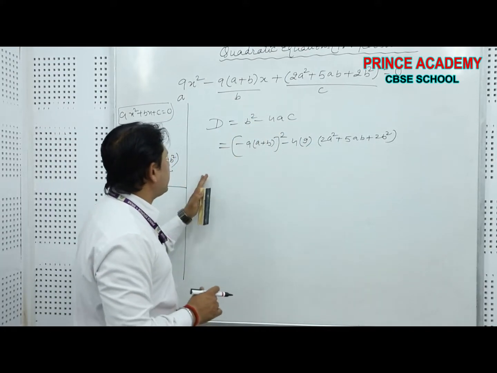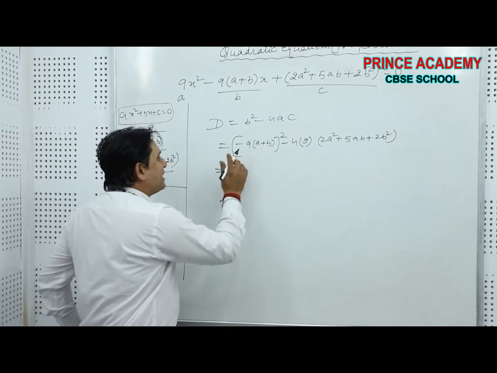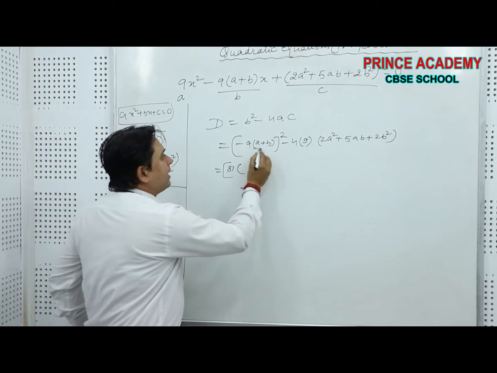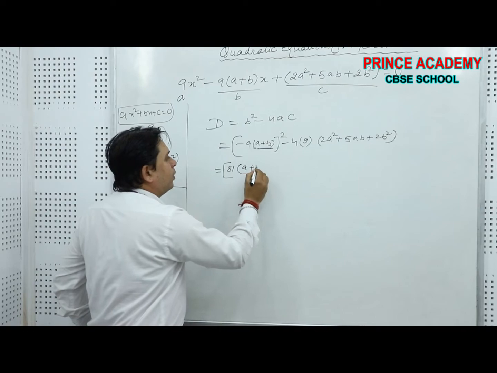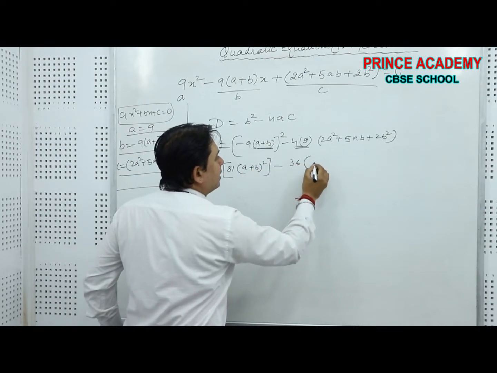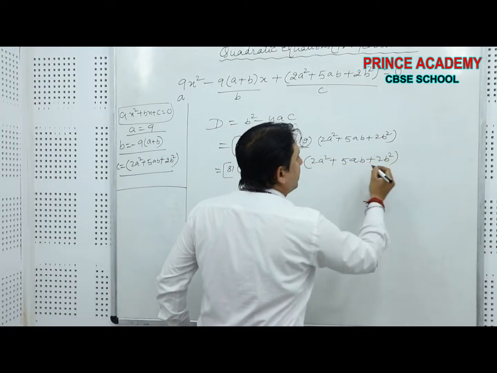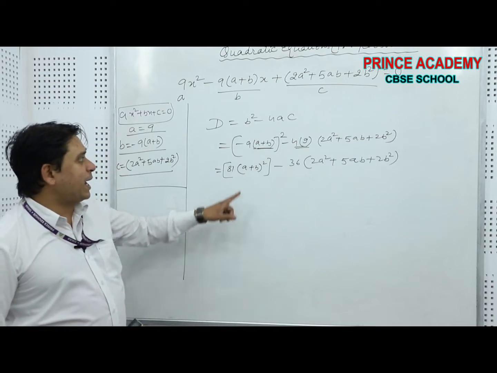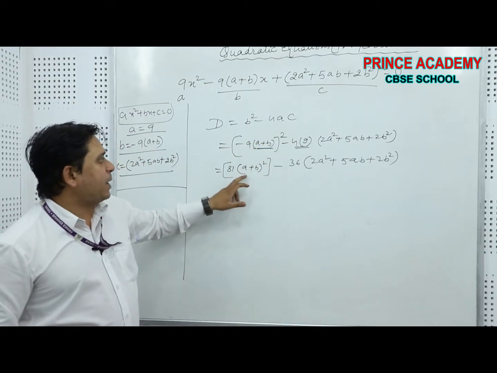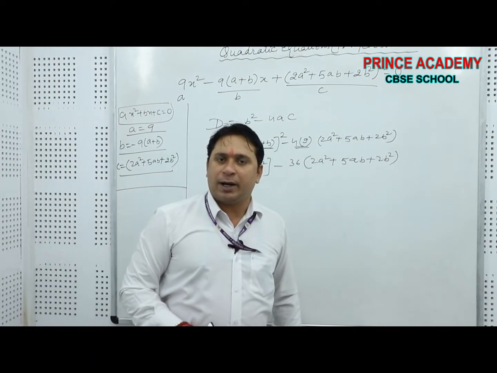Okay, now see, when we solve this, minus 9 whole square is 81 and (a plus b) whole square is also there. Minus this one is 36 into (2a square plus 5ab plus 2b square). Yes or no? So simple, beta. Minus 9 whole square is 81, plus 81 and (a plus b) whole square as it is. Now we will expand this and try to find out the solution.